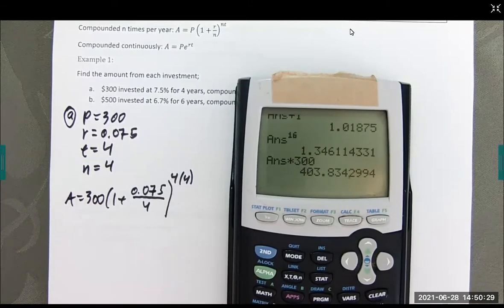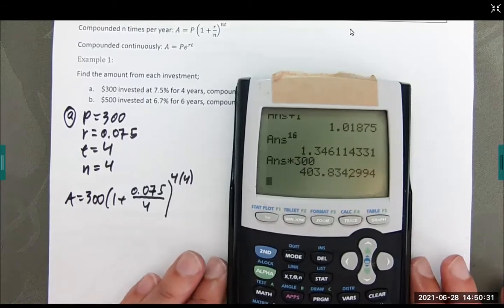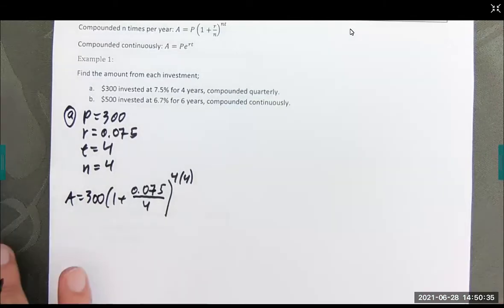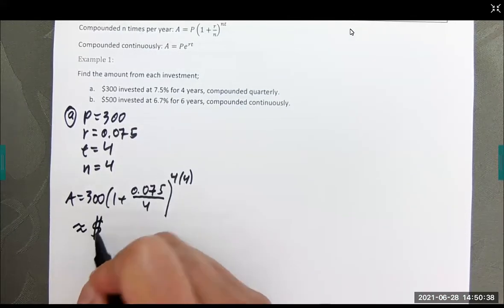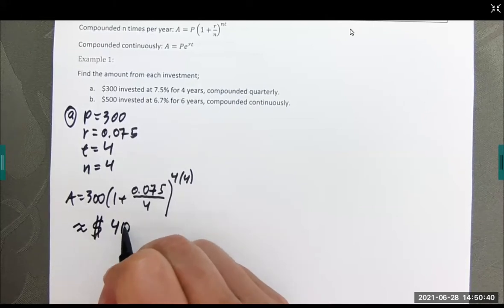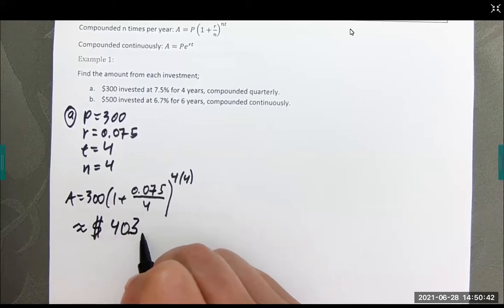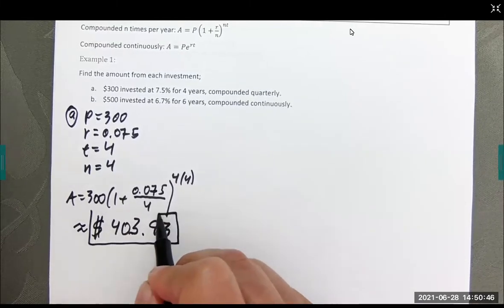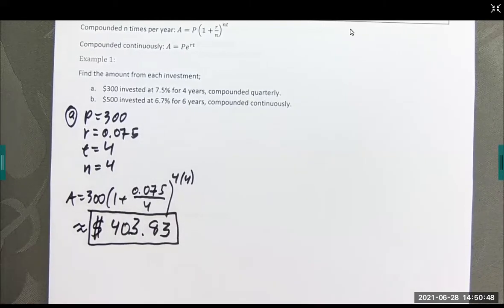You may want to practice with your calculator several times just to make sure that you're real comfortable with your particular calculator. So this is about $403.83. So after 4 years, you've made about $103 profit just from letting your money sit in the account.